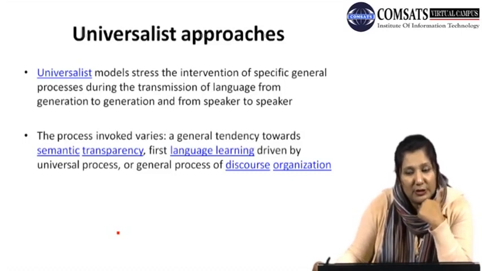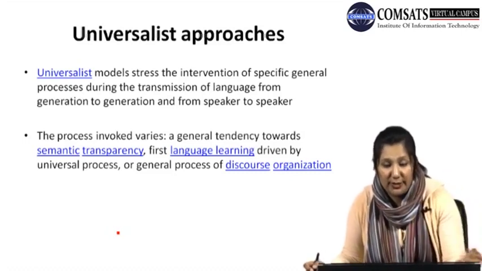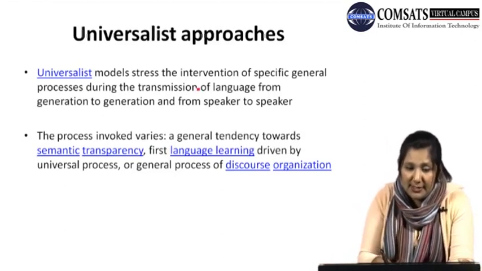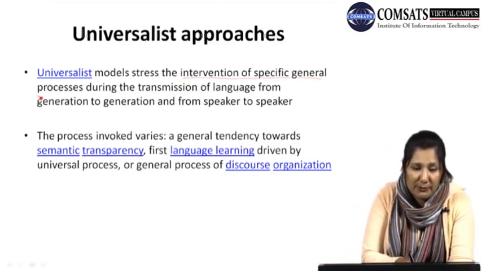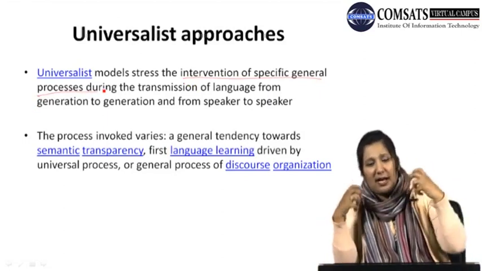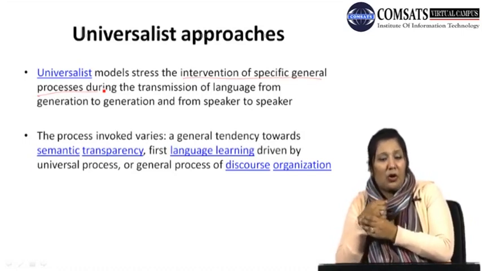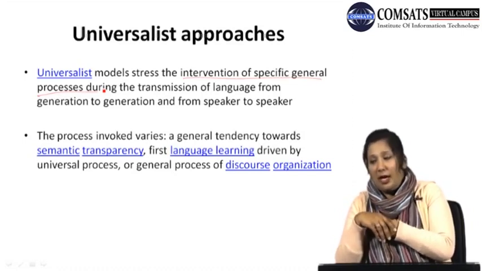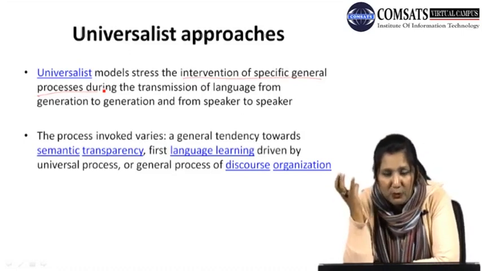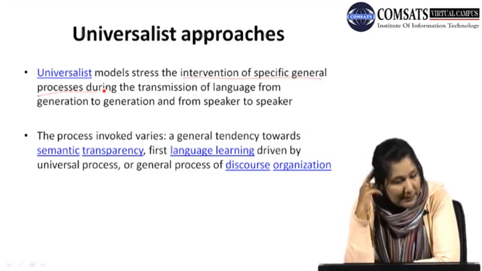The universalist model stresses the intervention of specific general processes during the transmission of language from generation to generation and from speaker to speaker. What does this stress? The intervention of specific general processes. There are some specific general processes that are used for the transmission of the language from one generation to the other, from one speaker to the other. So the universalist approach would focus on the interventions of those different specific rules.